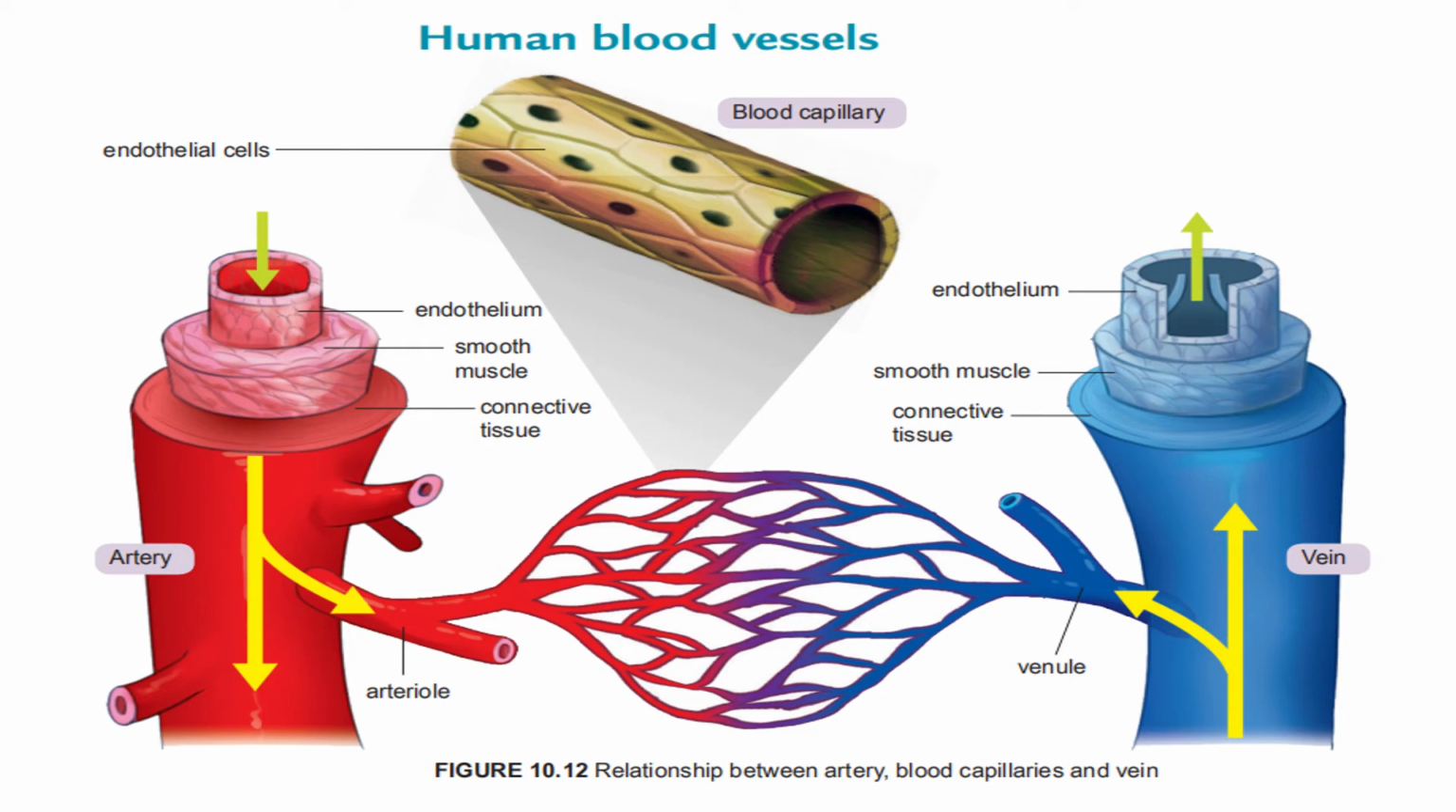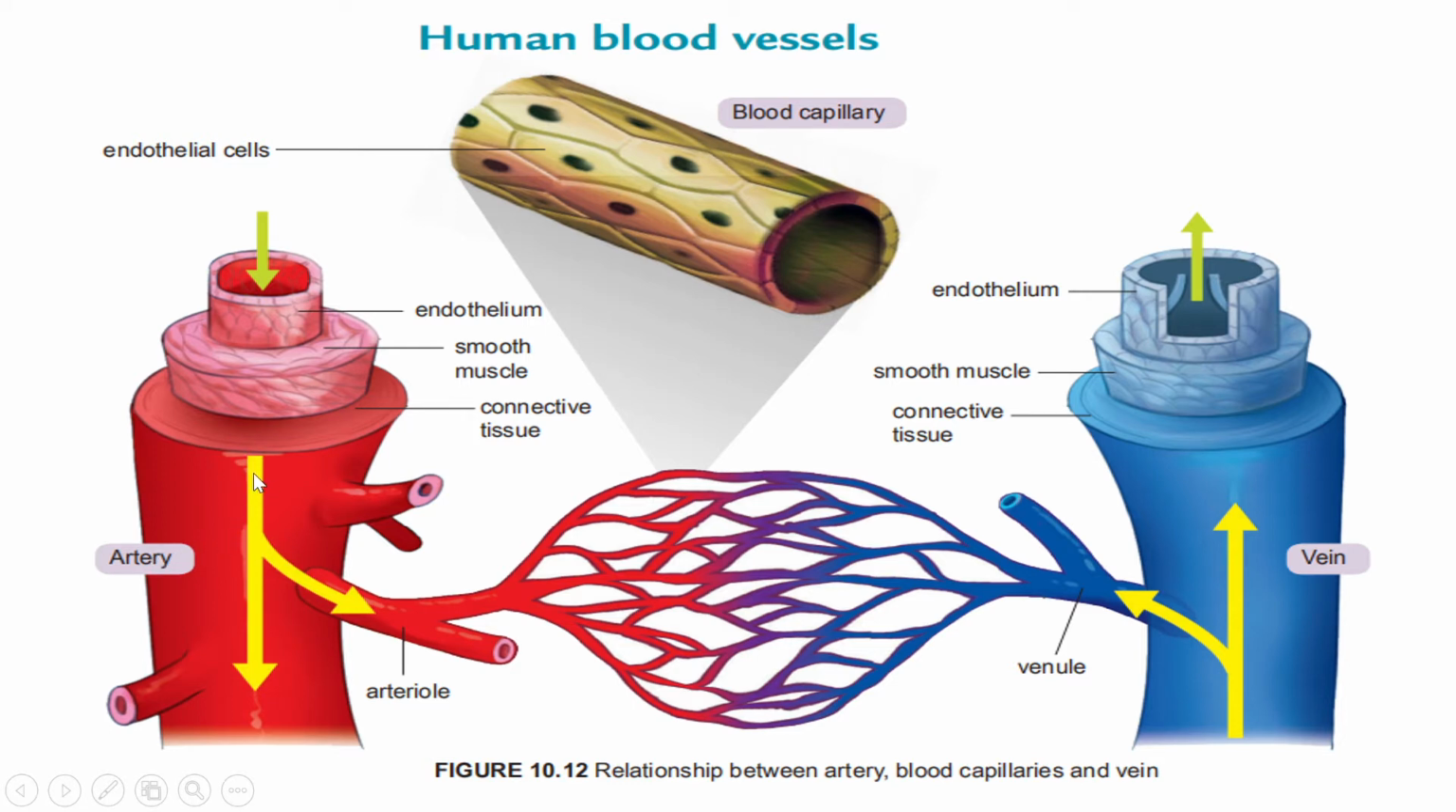Okay, we are still in 10.2, which is the circulatory system in humans, and we'll be looking at the blood vessels. This is a very informative diagram of the blood vessels that we have. So there are three types: the artery, the vein, and also the blood capillary. So let's look at the first information by looking at the colors.